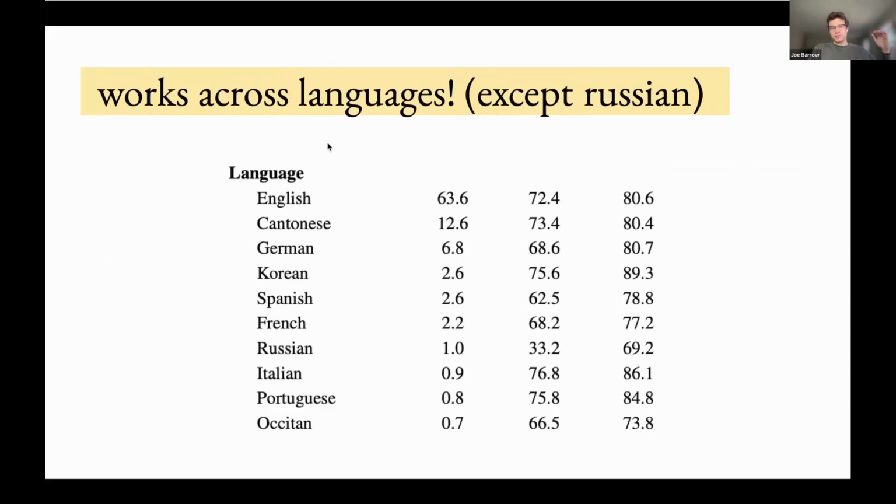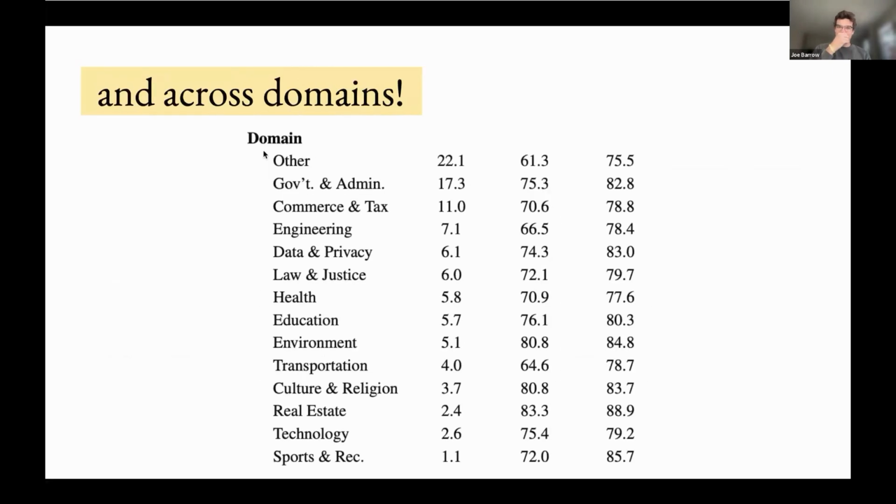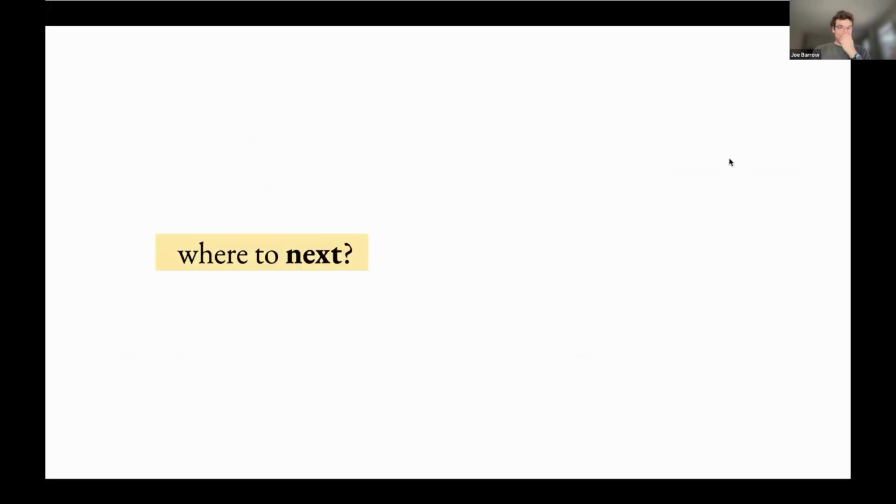We can also ablate across languages, and we can see that it works basically the same across most languages, except weirdly Russian, where we see a 10-point dip. It also works roughly the same across most domains, which again is very exciting. It just means that as a consequence of the domain diversity, we're getting good performance. And then the last bit I want to talk about is what I'm working on next, and where we take this dataset.